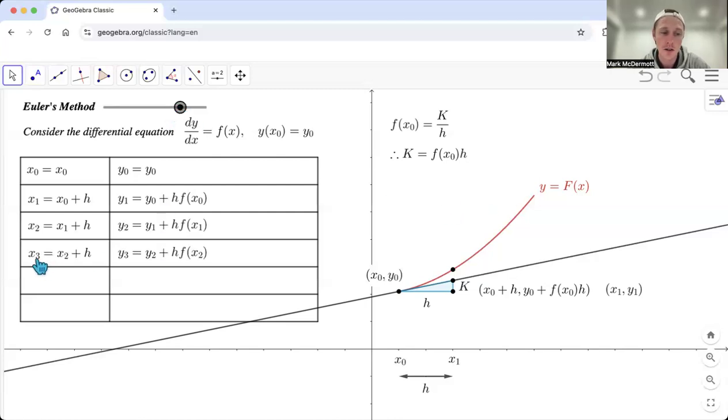Anyway, and then we keep going. x3 equals x sub 2 plus h, y sub 3 equals y sub 2 plus h times f of x sub 2. Okay, dot, dot, dot. And then if we did this generally, we'd say, all right, for any x sub n, that's the previous x, so x sub n minus 1 plus h. And for any y sub n, it would be the previous y value plus h times f of the previous x value.